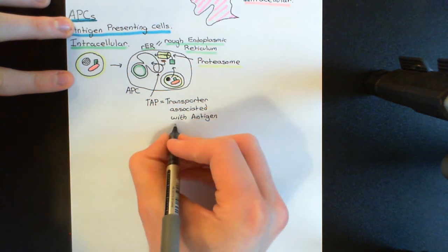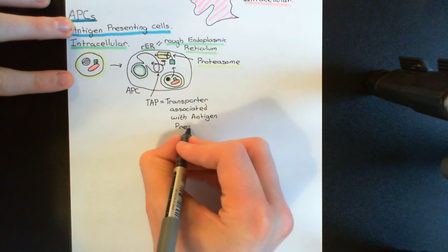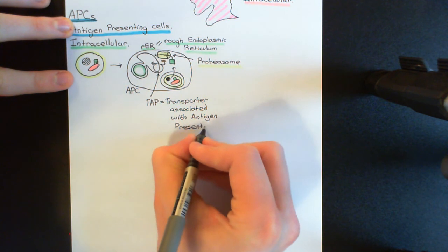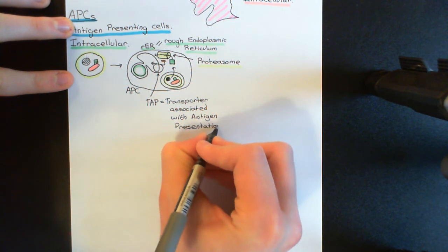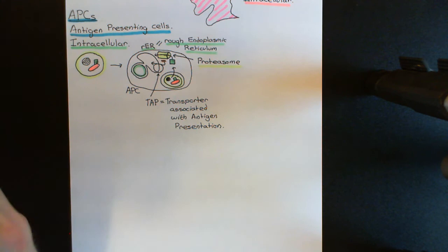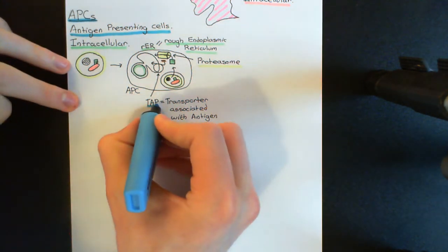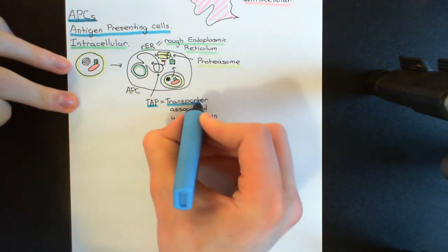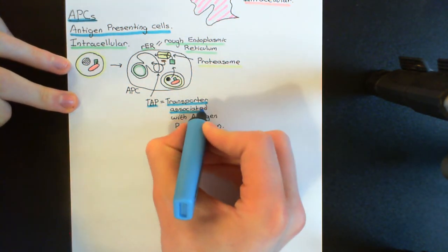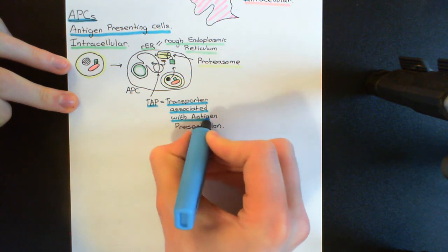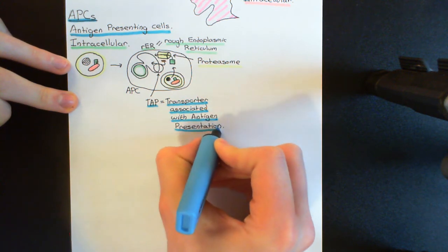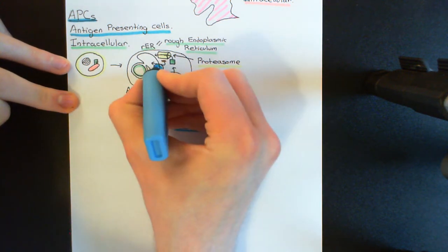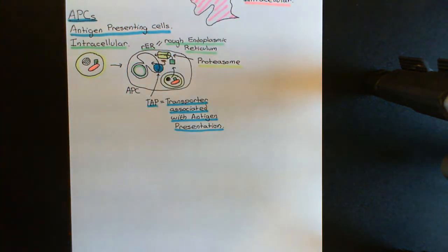Transporter antigen presentation is effectively what the TAP stands for, but in full its name would be the transporter associated with antigen presentation. So this is just a transporter on the surface of the rough endoplasmic reticulum that is going to transport our fragments of antigens that we now have in the cytoplasm of this cell into the rough endoplasmic reticulum, like so. So there in blue, that's the transporter associated with antigen presentation.